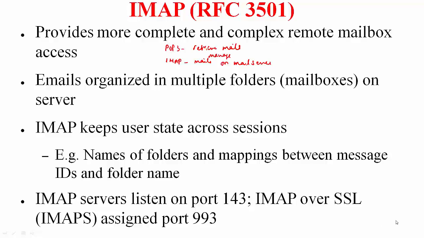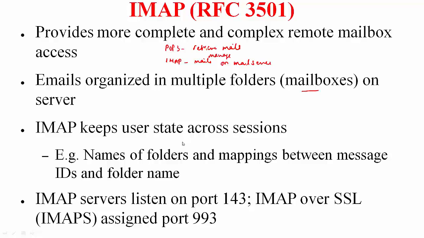In IMAP, emails are organized in multiple folders. These are also called mailboxes. There are user level mailboxes, say user A, user B, user C. For a given user A, he may have multiple mailboxes within. These are the folders, inbox or whatever other folders you create.